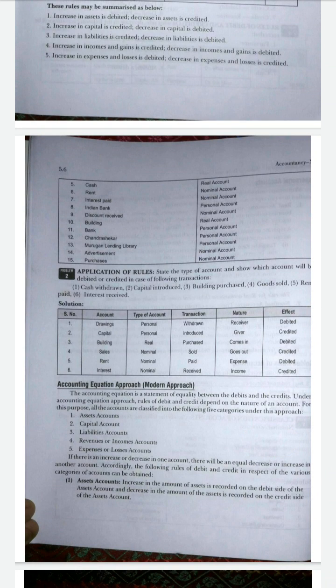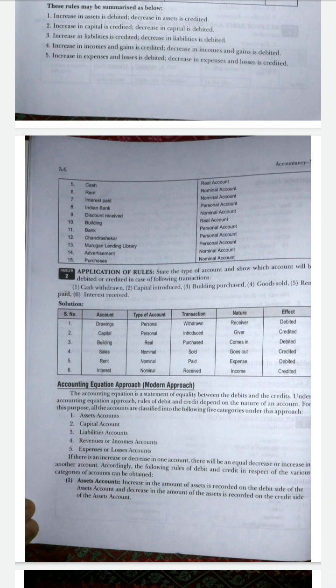So it is also one of the personal accounts. So Indian Bank comes under the personal account. Okay. Discount received. Received means income, so it is nominal. Building is an asset. Property or asset is real. Bank is personal. Chandrasekhar, name of a person, so personal. Murugan Lending Library is an artificial personal account, so personal. Advertisement is an expense, nominal. Purchases means the amount is going outside, it is an expense, so it is nominal.